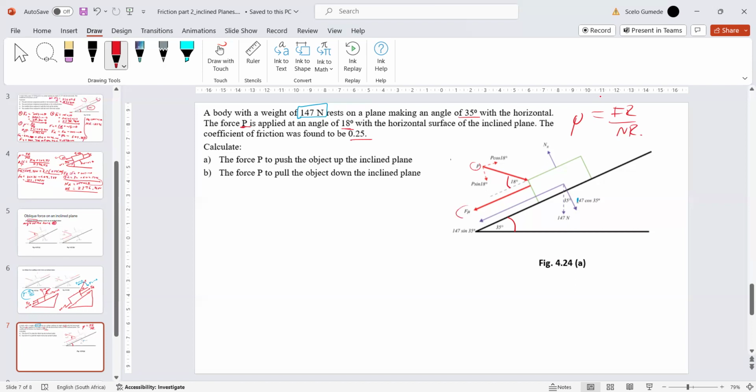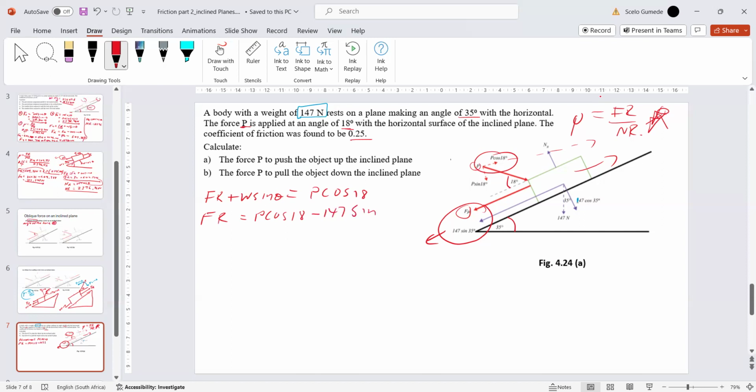Now, how do we find the frictional force? Frictional force is here. And we are going to say downward forces are equal to upward forces. What are the downward forces? Frictional force plus W sine theta, which is these two, they are going down, must be equal to the forces going up, which is P cos 18. Because P cos 18 is going upwards. So we can now make FR the subject. Why are we making it FR? Because we want to substitute it here, guys. So FR is going to be P cos 18 minus 147 sine 35.